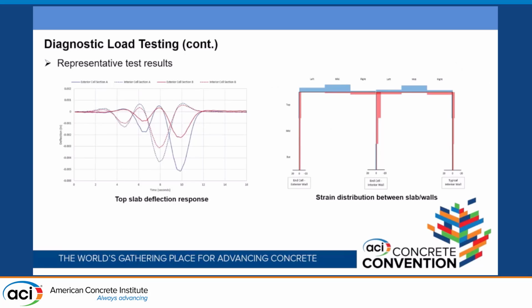On the left side, you can see the time history of deflection for the top of slab, interior and exterior cells, and 2 sections, Section A and B. On the right is a snapshot of the maximum strain picked up at Section A, which was heavily instrumented, for one of the load cases for one typical culvert.